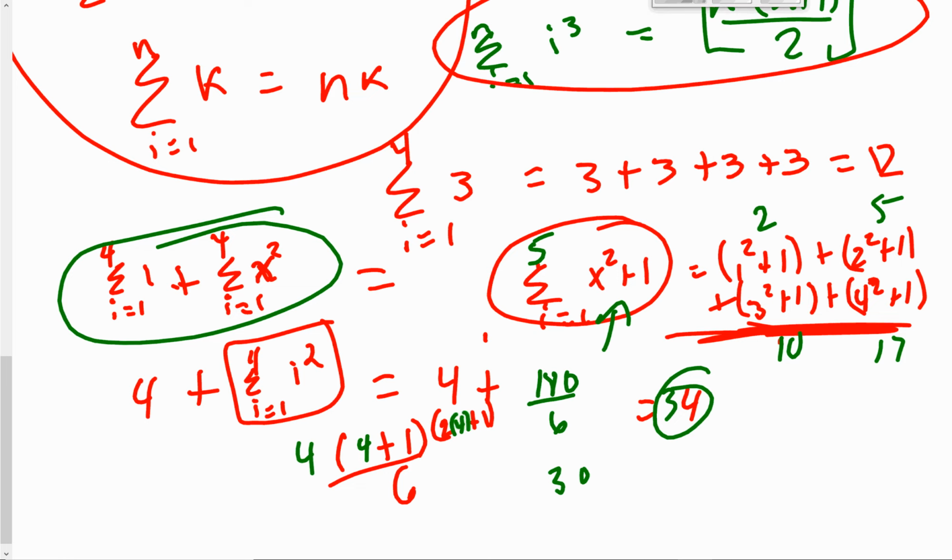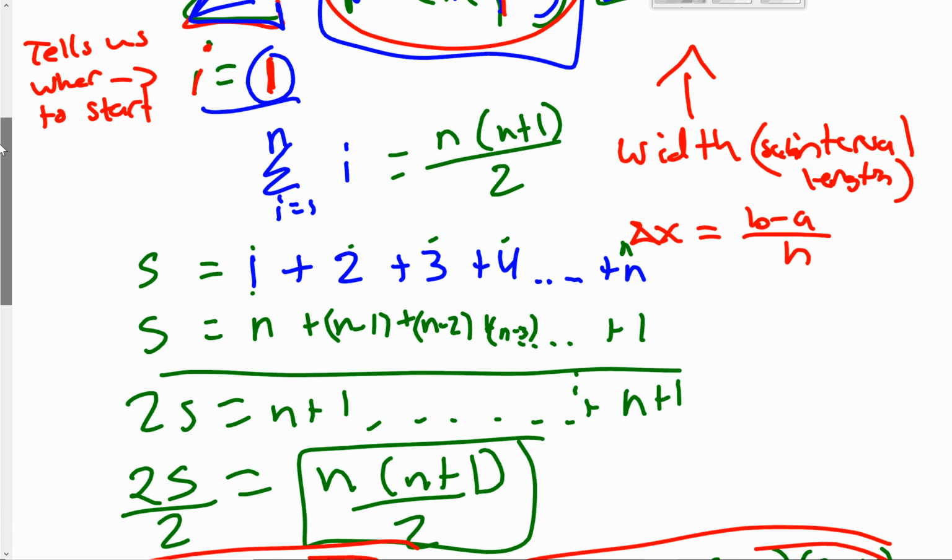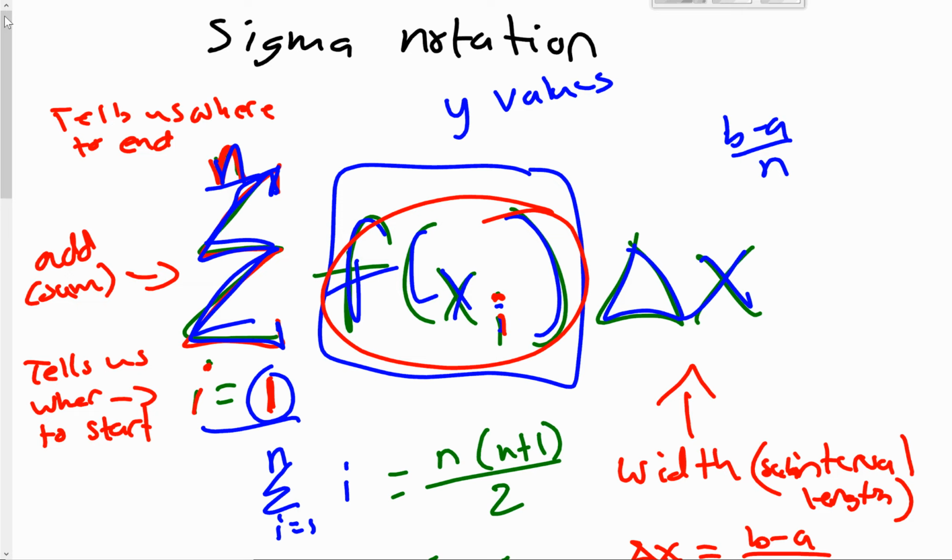All right, so there's an explanation of the sigma notation and using Riemann sums. And so that's kind of the rest of 4.1.